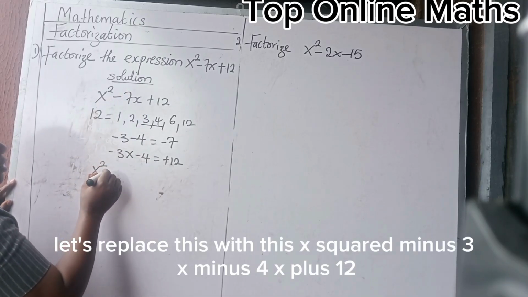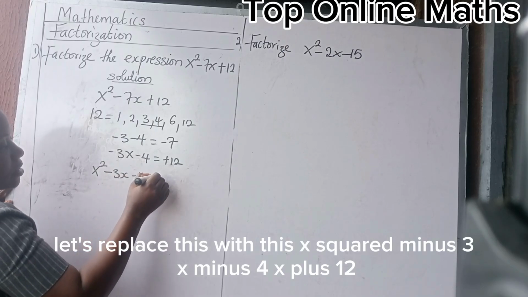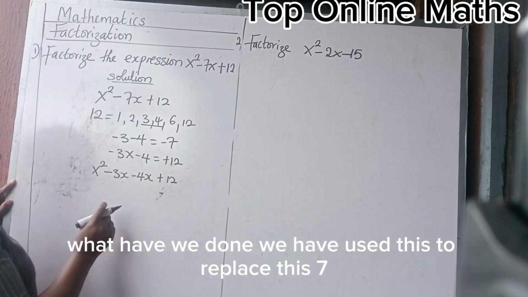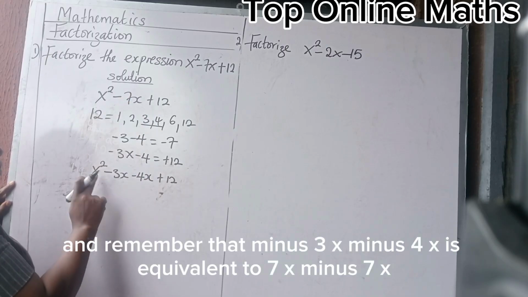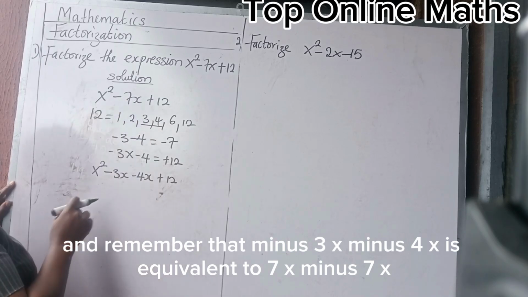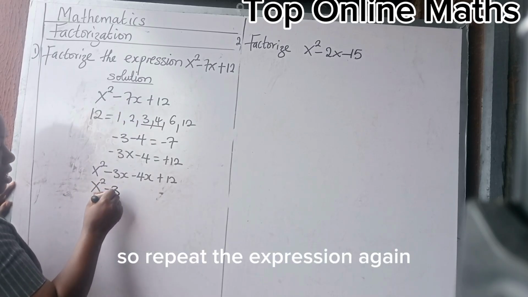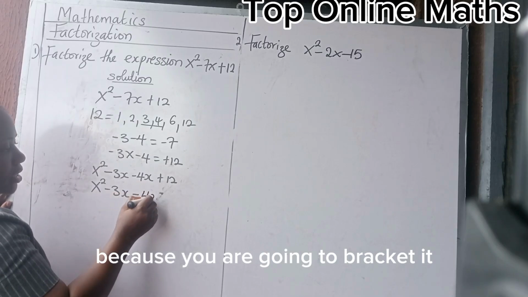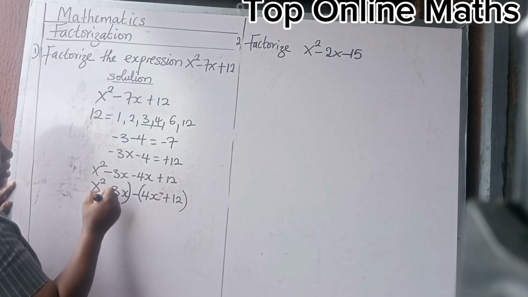x squared minus 3x minus 4x plus 12. What have we done? We have used this to replace this 7. And remember that minus 3x minus 4x is equivalent to minus 7x, right? Okay, so repeat the expression again because you are going to bracket it for all the steps to be clean and clear. Do you see that?